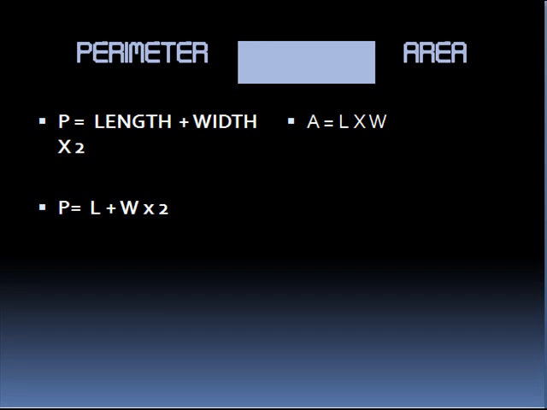To calculate the area and perimeter of a rectangle, we need to remember the following equations. To calculate perimeter, we need to remember that it is length plus width times 2. And for area, it is simply length times width.